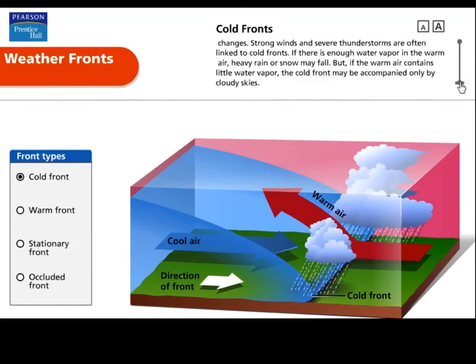So at the bottom of your workbook page, you need to write the types of weather associated with cold fronts based on what I just read. Click rewind or pause at any time.